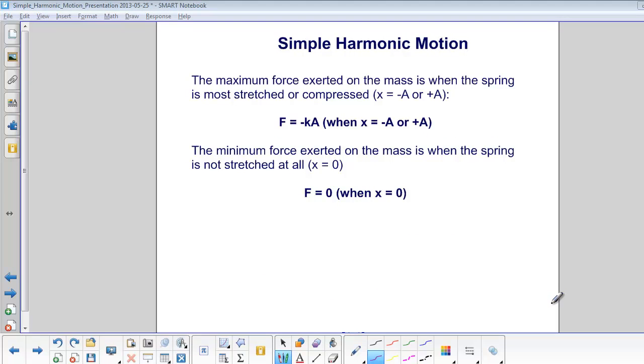The maximum force exerted on a mass is when the spring is most stretched or most compressed. So x would be equal to either the positive amplitude or the negative amplitude. So the force would be equal to k times the amplitude. The minimum force exerted on the mass is when the spring is not stretched at all, when x equals 0. So when it's at the equilibrium point, the force is equal to 0.